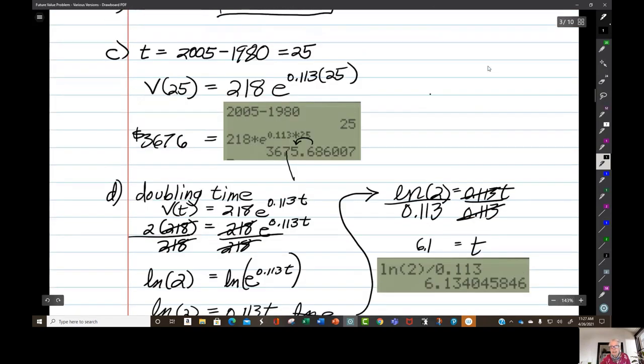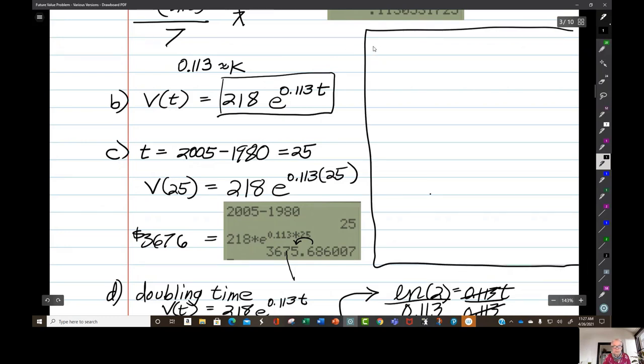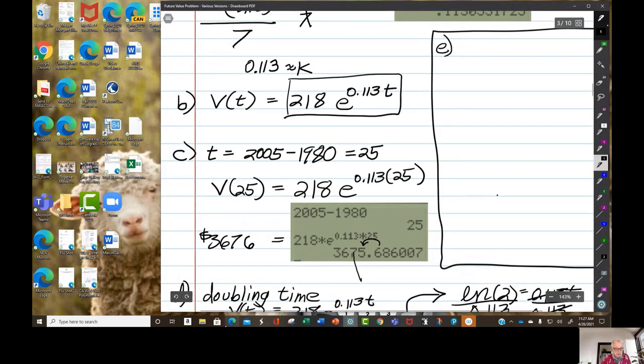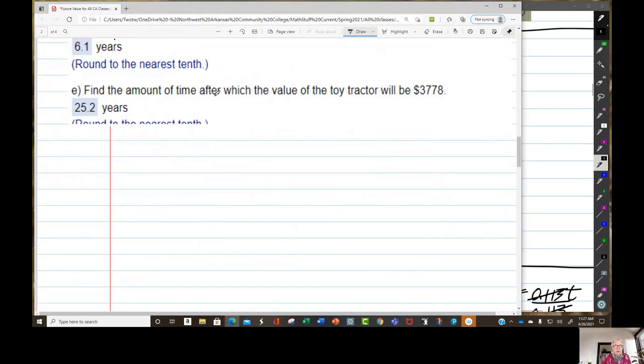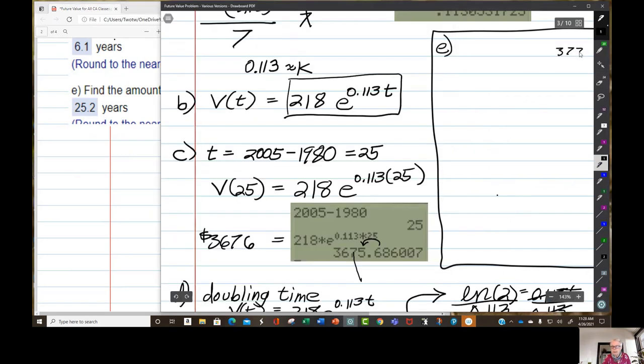Now E, let's see if we have room over here to put E. Let's do that. What is E? Find the amount of time after which the value of the toy will be 3778. I'm going to write this. 3778. Okay, V of T is going to be 3778. Let me erase that one.